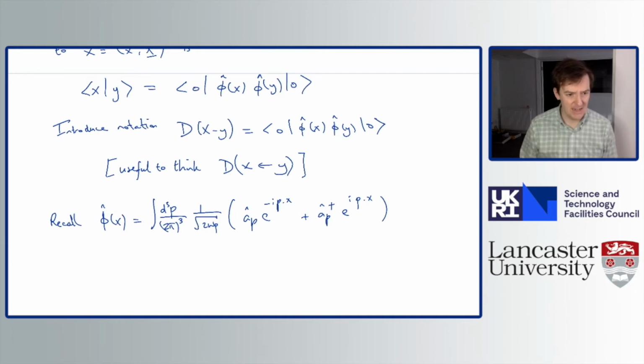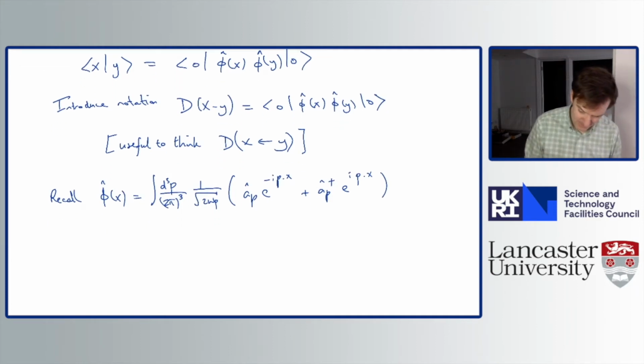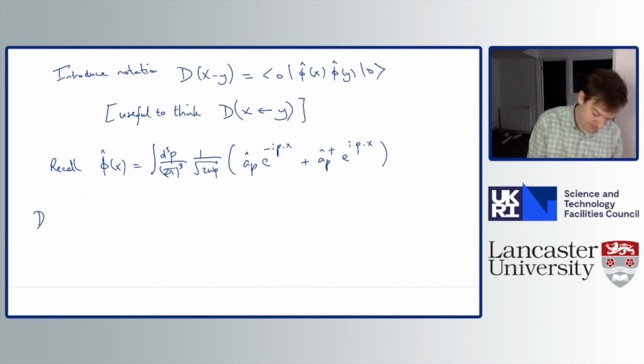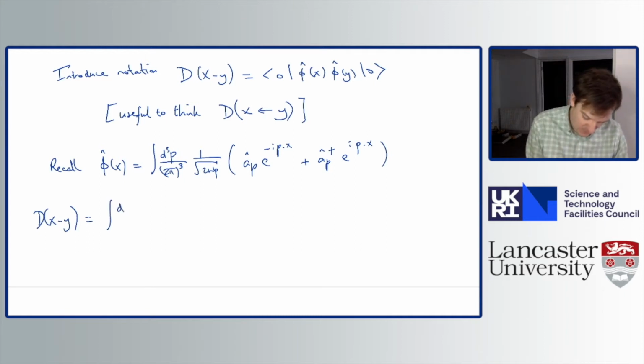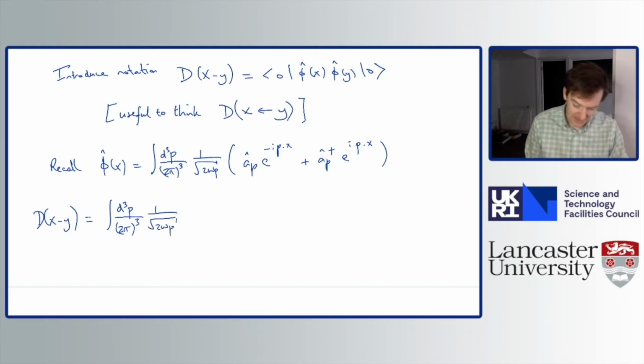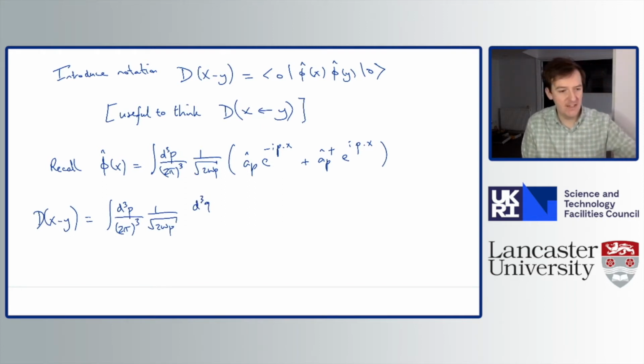So let's go ahead and calculate it then. Going to have x minus y is, well, we're going to have a bunch of integrals. Let me pull them all outside of the zero states. And I'm going to label P and Q. So P is going to be associated with the x states. Q is going to be associated with the y states.